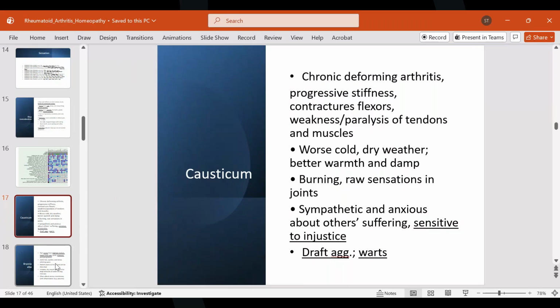And also, you need that sensitivity to injustice. And I usually ask people to rate it. Well, how strong is your sensitivity to injustice? With a causticum, if it's really a causticum, they're going to say it's 8 out of 0 to 10: 8, 9, 10.